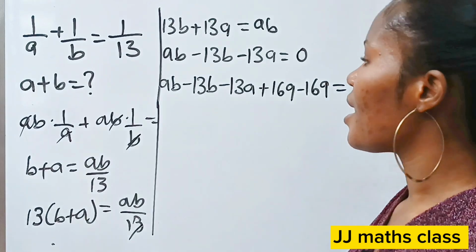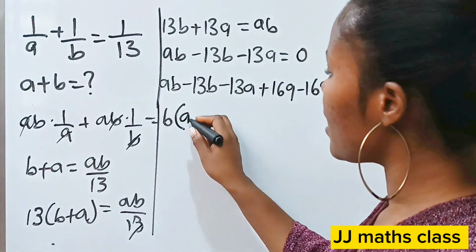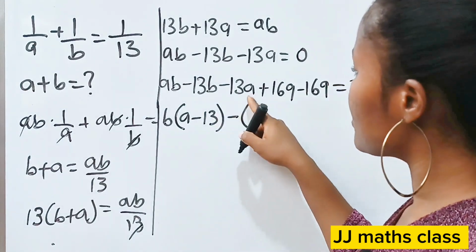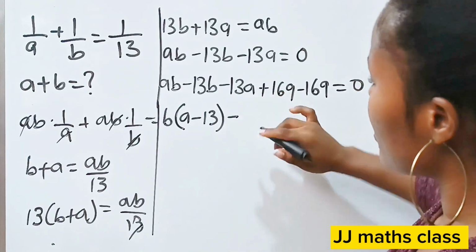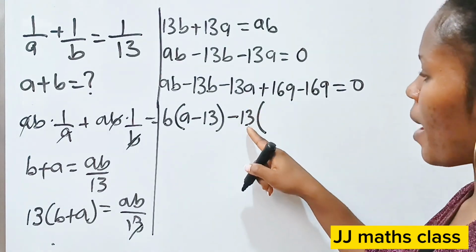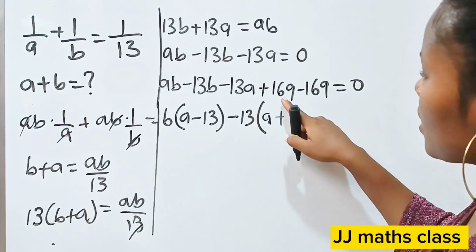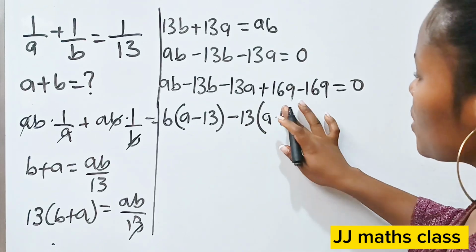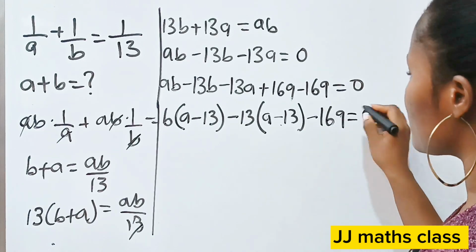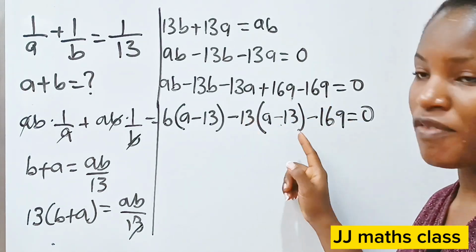So let's factorize. Here we are going to bring out b, right? Then ab divided by b is a, 13b divided by b is 13, then minus 13a. What are we going to bring out? Let's bring out minus 13. Minus 13a divided by minus 13 will give us a, plus, for this one, 169 divided by minus 13 will give us minus 13, then minus 169 is equal to 0. So you see why I had to introduce 169 and minus 169, so that we can easily factorize.